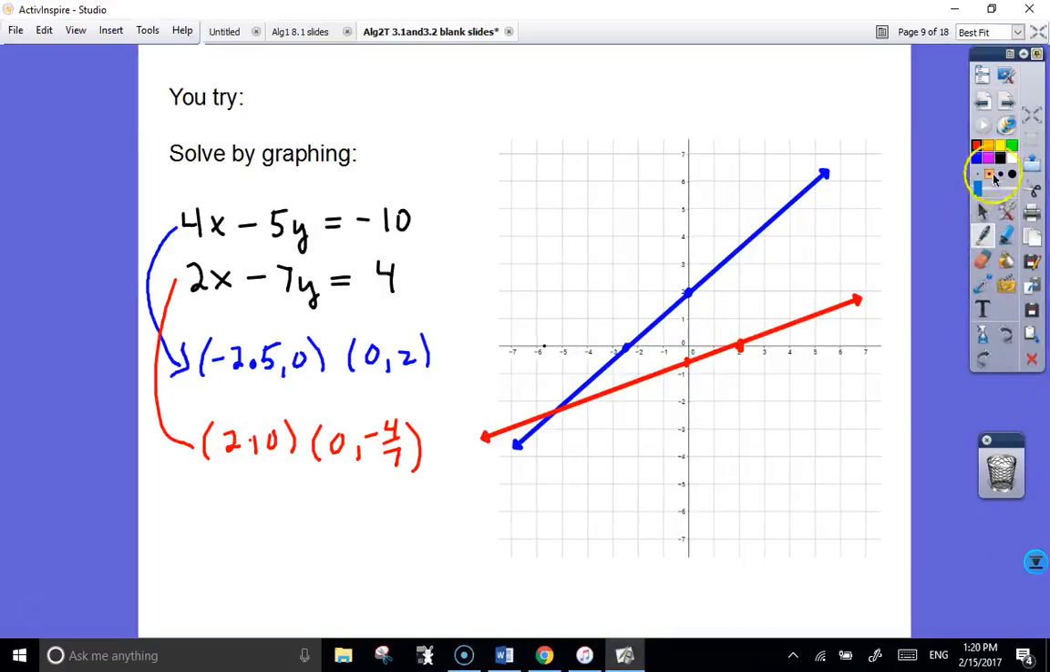So do we see the intersection point? Somewhere around there. So estimate that point. -5, -2. So now I've got to plug it in. Let's make sure that's correct. 4 times -5 is -20. -5 times -2 is +10, which is -10. 2 times -5 is -10. -7 times -2, which would be like +14. So -10 plus 14 is 4. So they both check. So that is the answer.